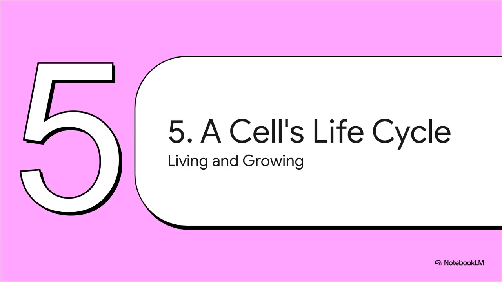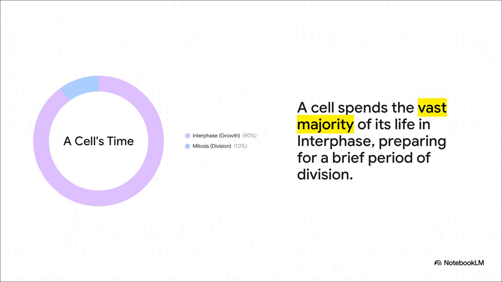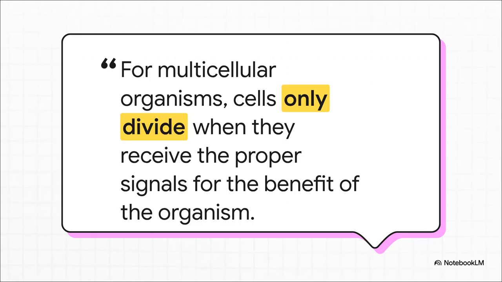So we've seen the city's parts, but what about its life? How does a cell grow, divide, and decide what it wants to be when it grows up? You know, this chart is fascinating. A cell actually spends about 90% of its life in what's called interphase. This is its normal life, it's growing, doing its job, and preparing for a potential division. The actual act of splitting in two, mitosis, is just a tiny fraction of its existence. And in a complex creature like us, that division is tightly controlled. A cell can't just start dividing because it feels like it. It has to wait for very specific signals, ensuring it only multiplies when it benefits the entire organism. It is all about teamwork.